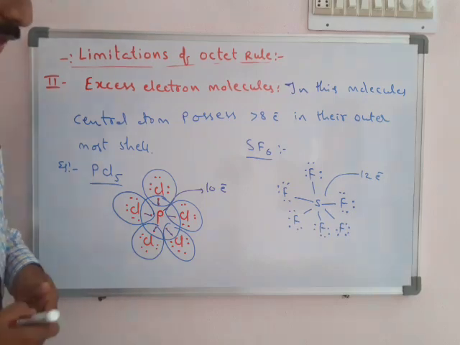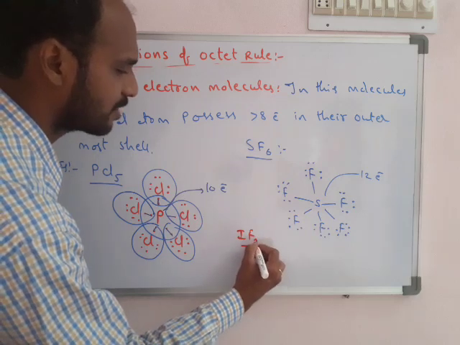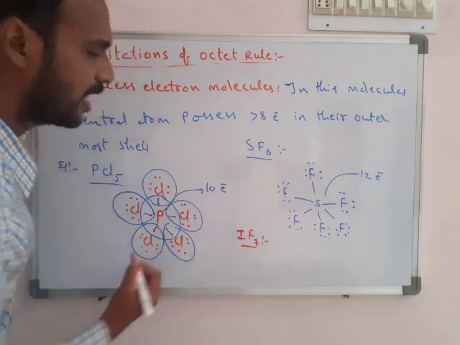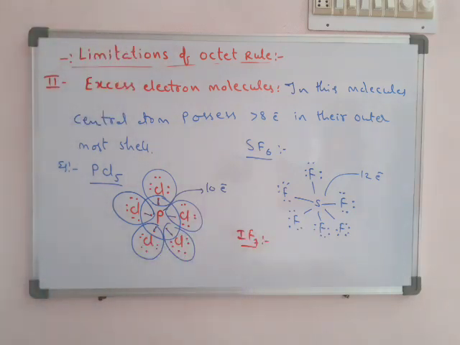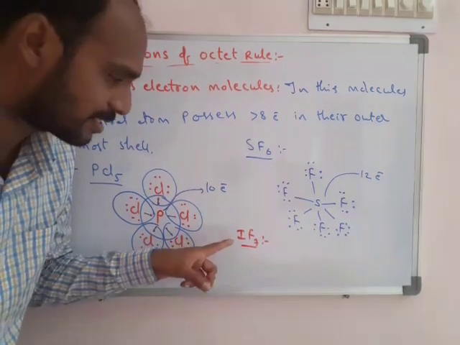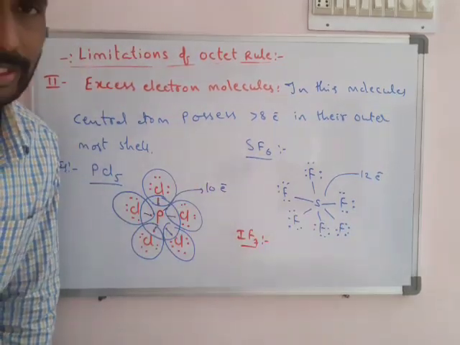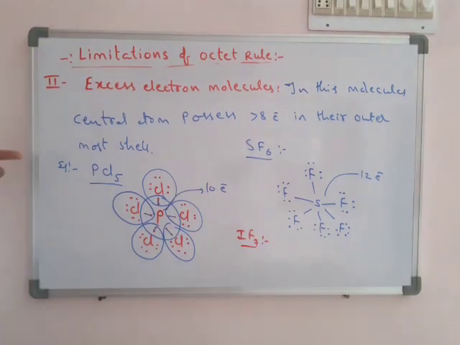In the same way, you can write the structure. You need to write the structure of IF7, iodine heptafluoride. So here iodine has 7 bonds around it, having 14 electrons. So this is the second type of deviation.